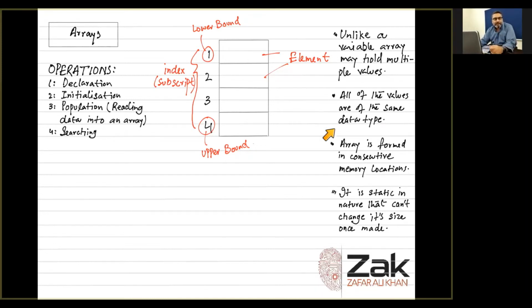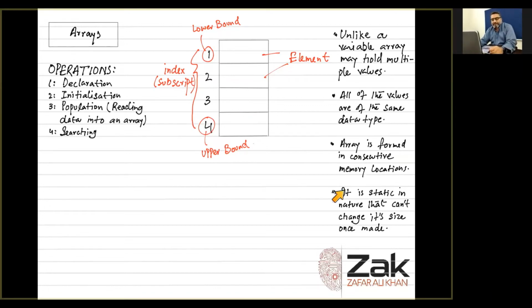An array is found in consecutive memory locations. As I just suggested, whenever the array is made, it is made in one memory location. Few people think that these divisions of the array might be scattered in memory, but no, they are not scattered. They are all in consecutive memory locations.